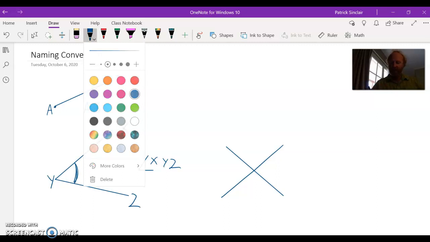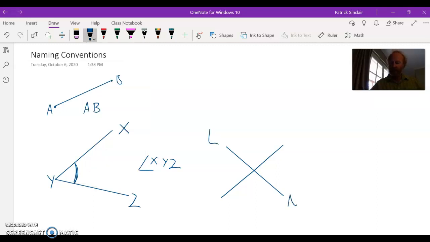If I have L, M, N, O, and I'll put P in the middle just there. If I want to describe this angle here, saying angle P doesn't really cut it, because it could be any of those angles. If I want to describe specifically that angle there, I need to say the angle that runs from L to P to O, like so. You could say it the other way around, O, P, L. It really doesn't matter at this point.